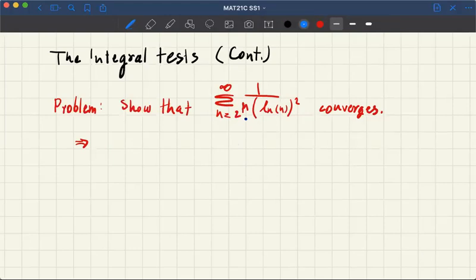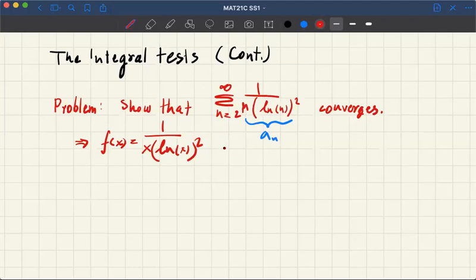Okay, this is my a_n. How are we going to use the integral test to show it converges? Any idea? What function should I take? 1 over x times ln x, and then square that. Basically, it's the same thing here, right? So that when you plug in n, they agree.